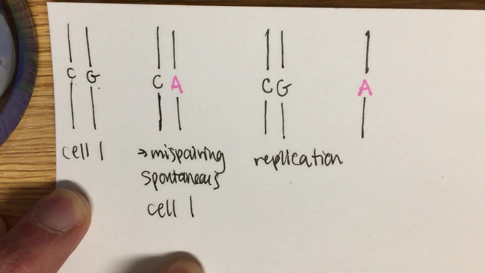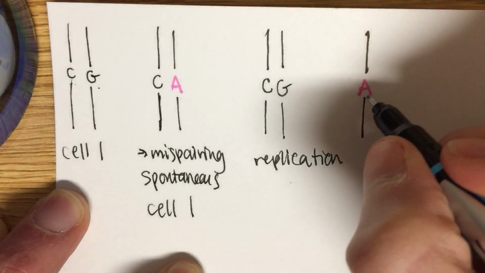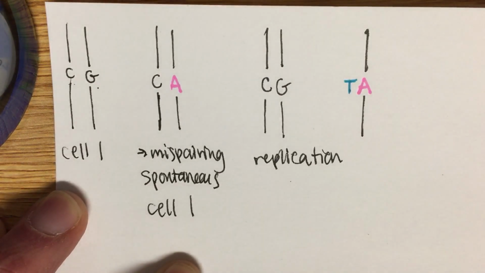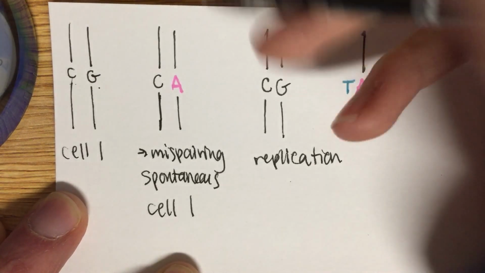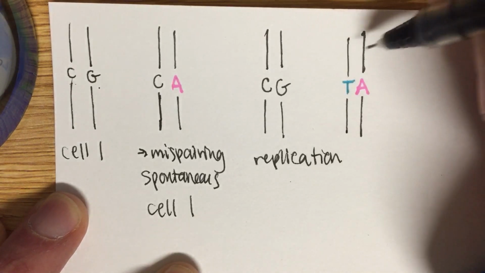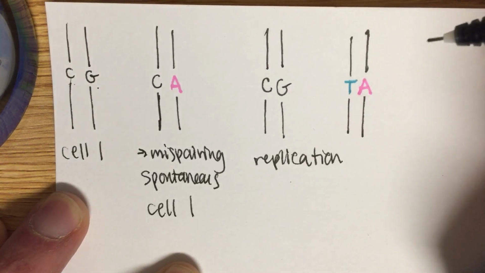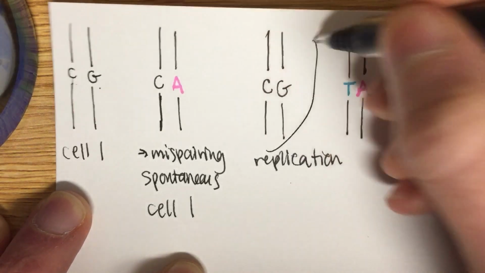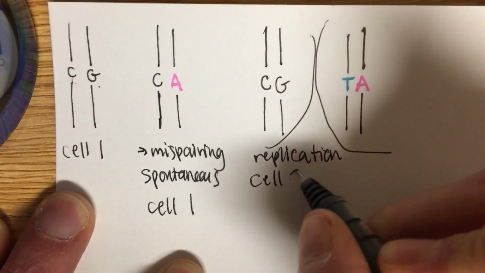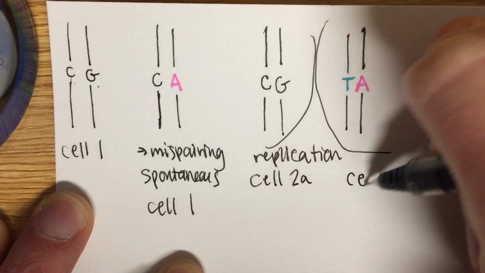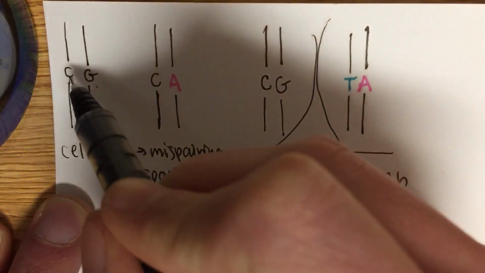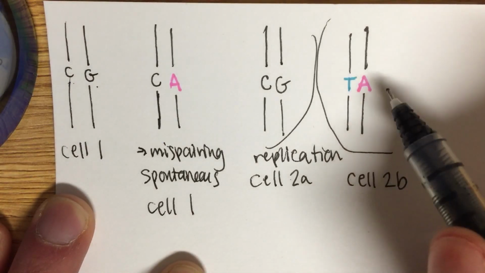But this A is what poses a problem. So this A is where the G should have been, but now the A is going to have a T pair with it. It's going to make this T come about instead of the typical C. And so everything else gets paired well, and so both of these are replicated. But when your cell goes to divide, I'll label this one cell 2A, and this cell 2B. This cell has the CG, which is what we wanted, but this cell has TA.